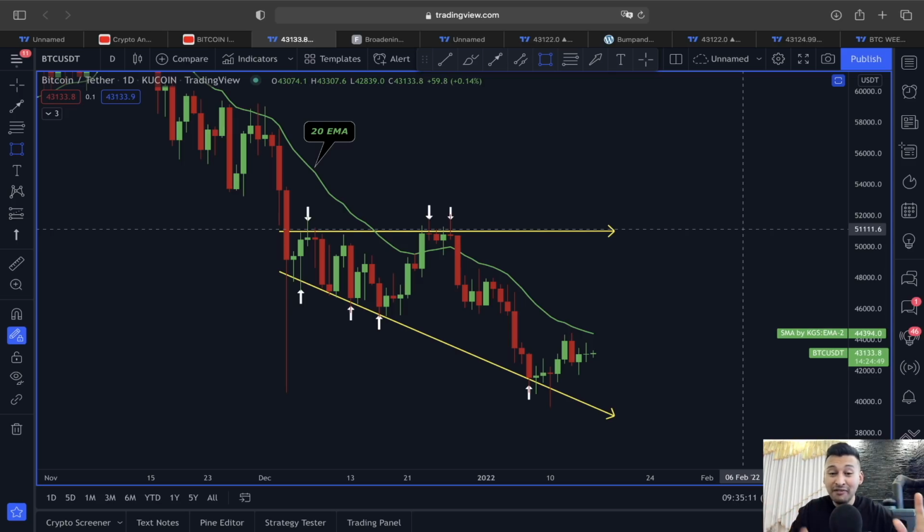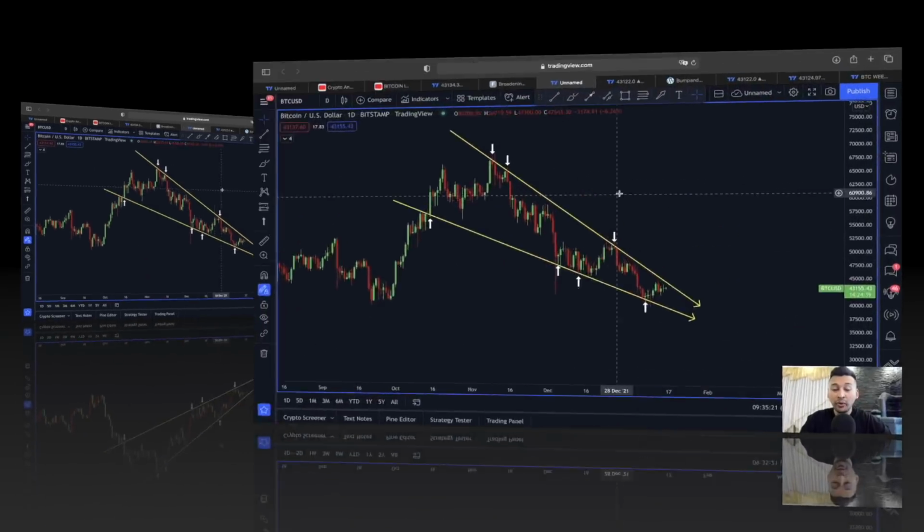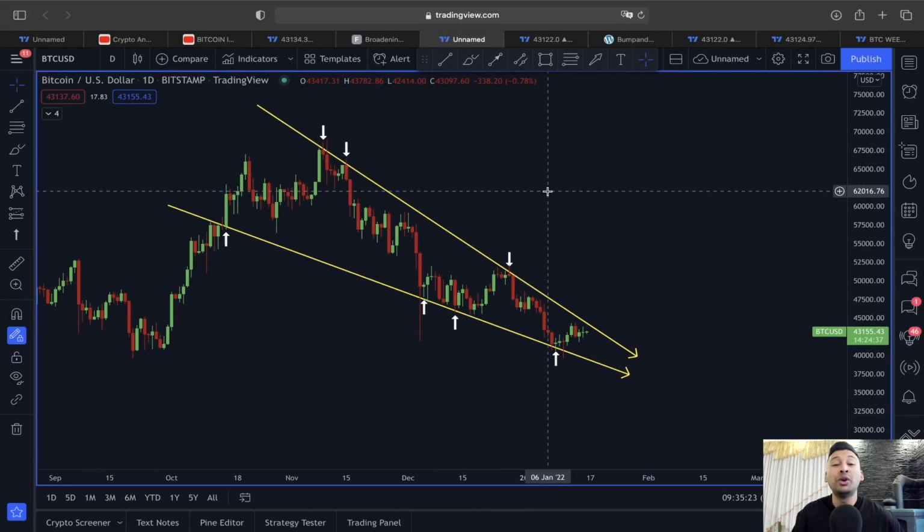But we have to be careful, because I said 44,000 to 44,500 resistance is a very important resistance line for Bitcoin. And not just this one here, guys. If you are aware, I have talked about this falling wedge, and why this falling wedge right now is also playing a very important role in a daily time frame.